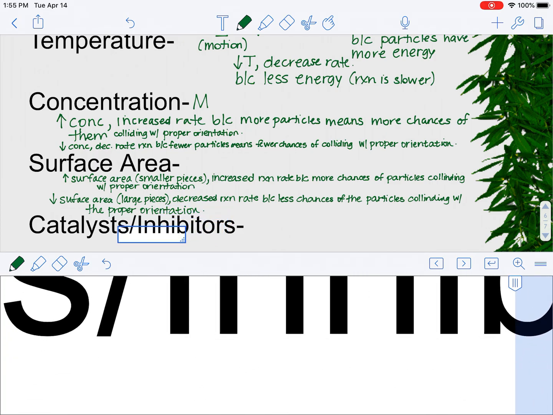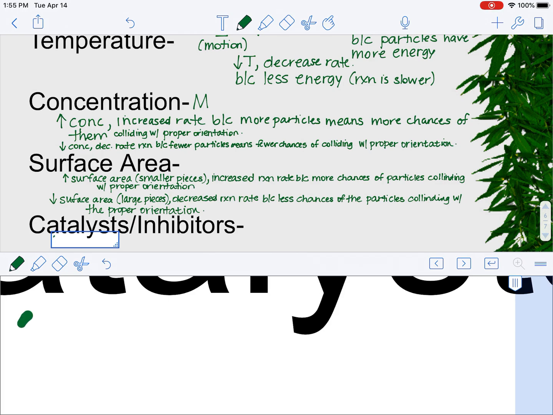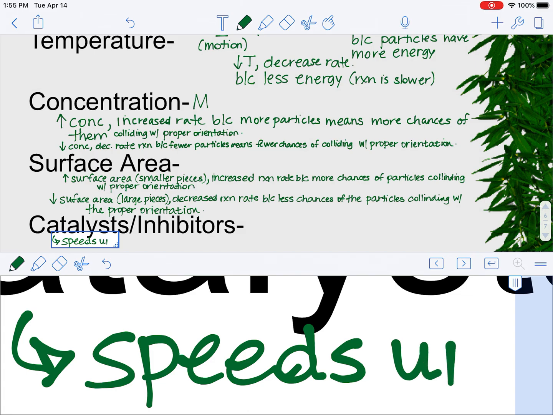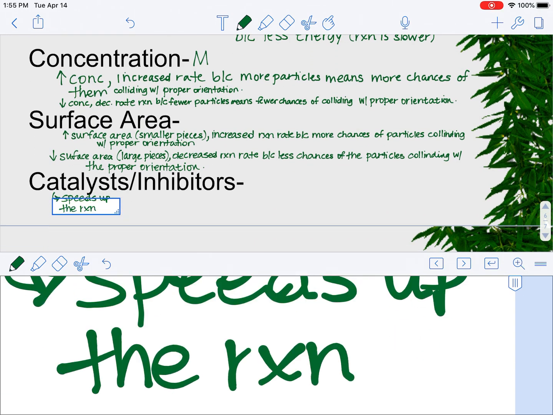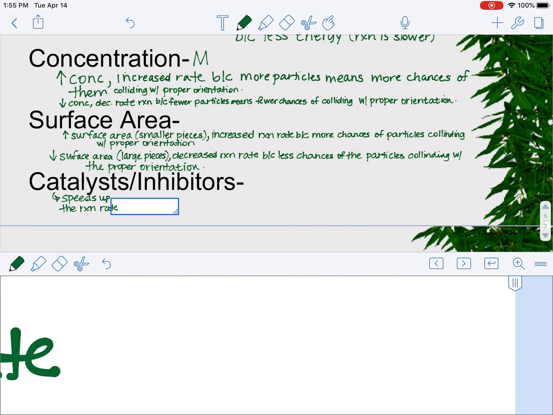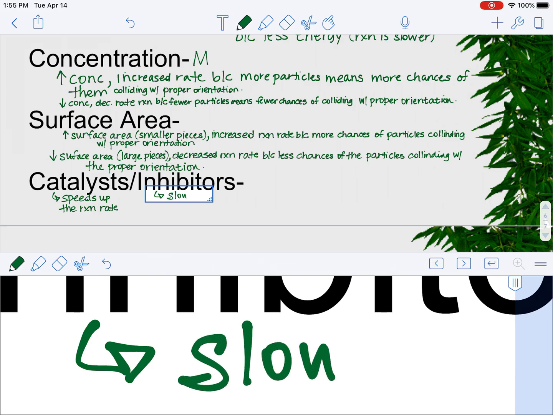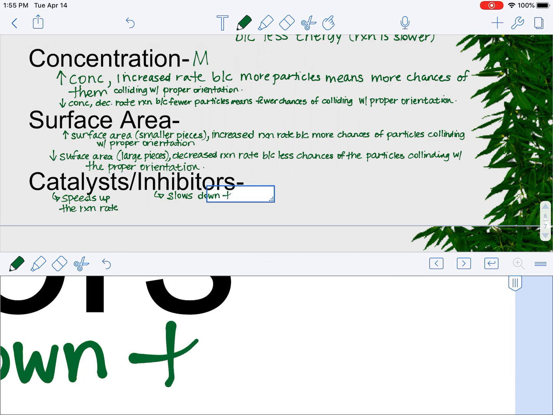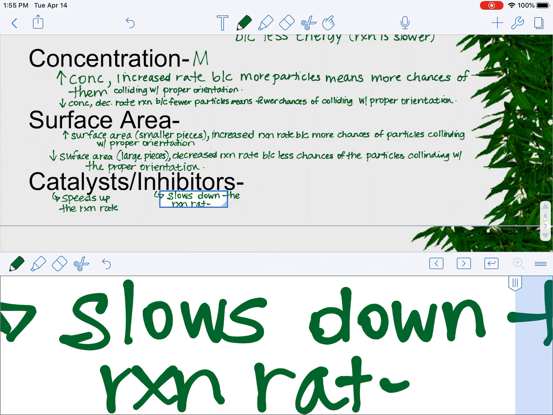Finally, for our last factor, catalysts or inhibitors. The reason why we have two vocabulary words for this one factor is because they do the opposite of each other. By definition, a catalyst speeds up the rate of reaction. I'm going to call it the reaction rate. And by definition, an inhibitor slows down the reaction rate.